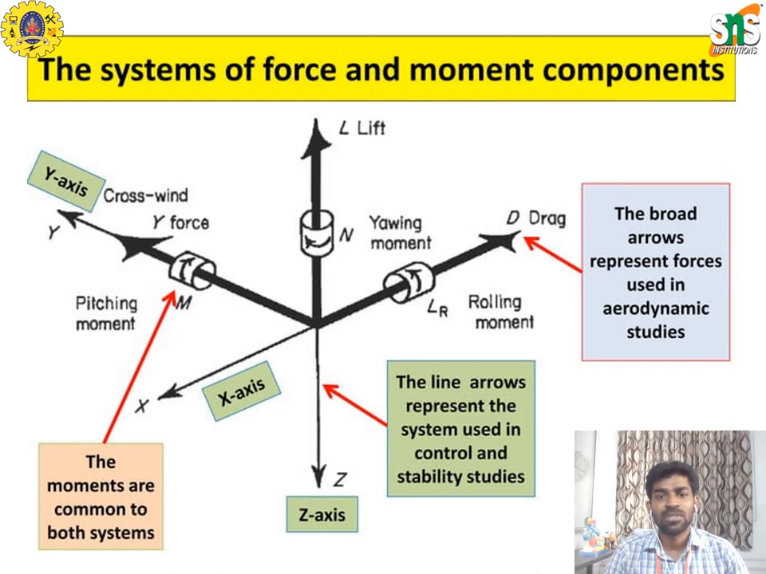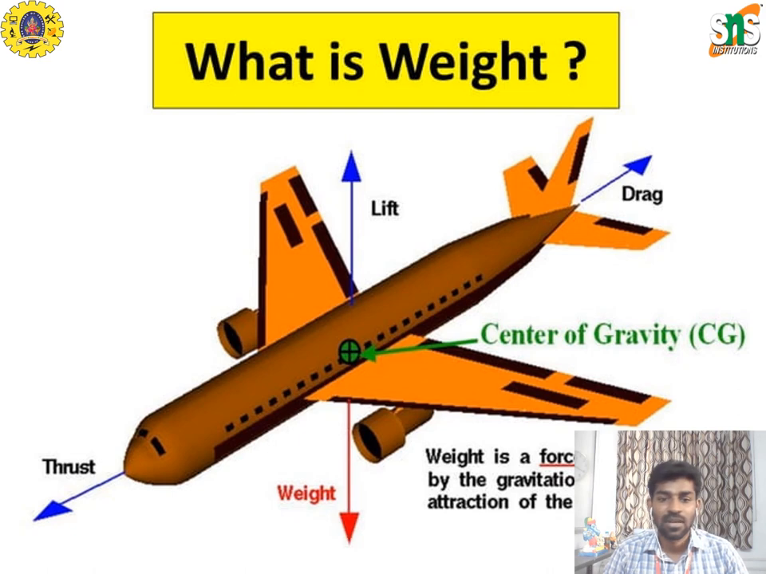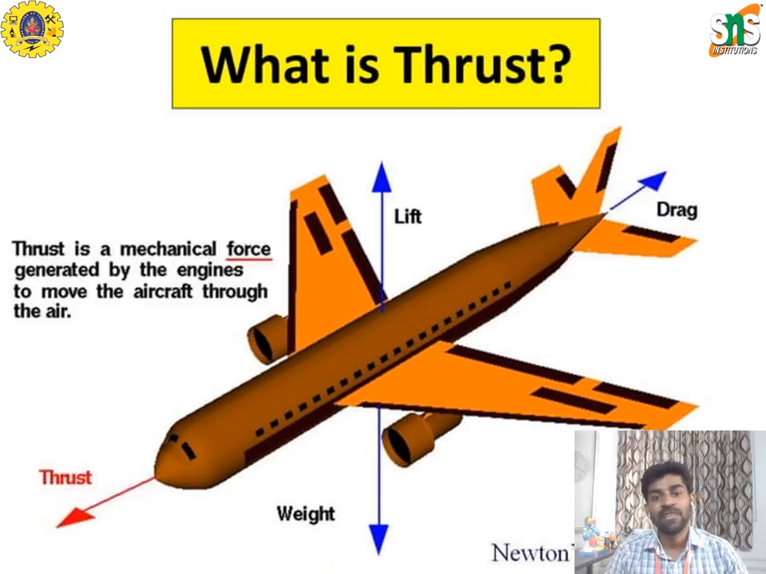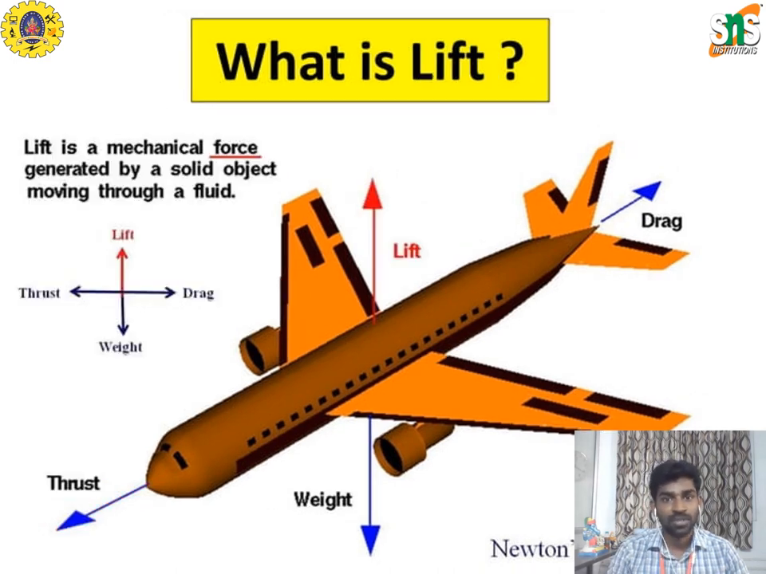The system and moments of an airplane with respect to the forces: the weight of the aircraft is opposite to the lift of the aircraft. Drag is the force generated backward on the aircraft, and thrust is in the forward motion of the aircraft. It is the main force that moves the airplane in the forward direction, and lift is an upward force, opposite to the downward force, which is weight.